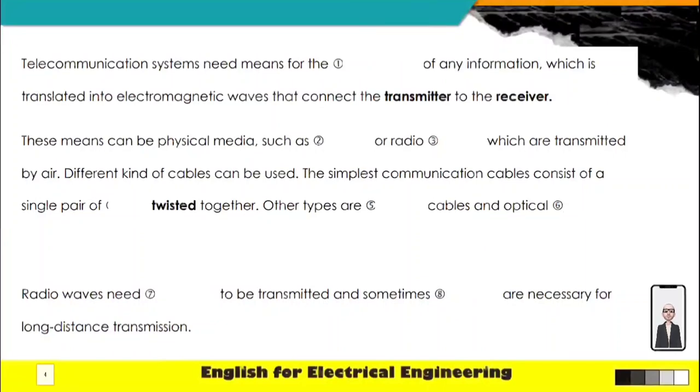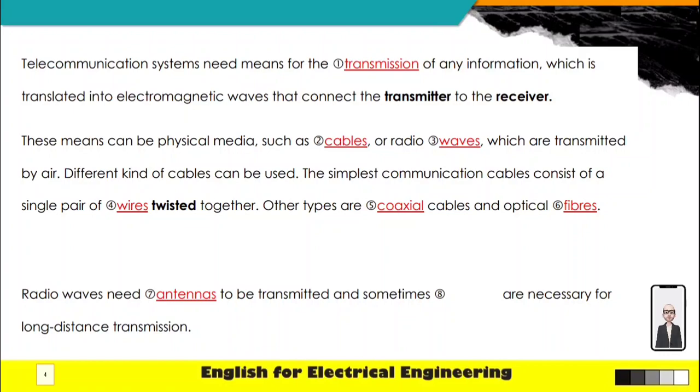So telecommunication systems means the transmission of any information which is translated into electromagnetic waves that connect the transmitter to the receiver. These means can be physical media such as cables or radio waves which are transmitted by air. Different kinds of cables can be used. The simplest communication cables consist of a single pair of wires twisted together. Other types include coaxial cables and optical fibers. Radio waves need antennas to be transmitted, and sometimes satellites are necessary for long distance transmission.